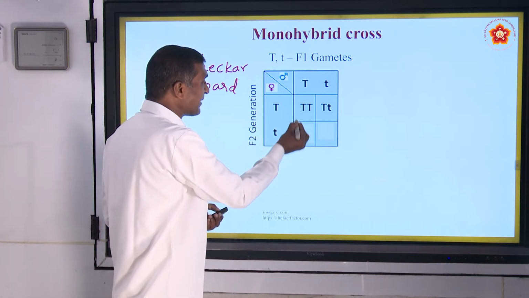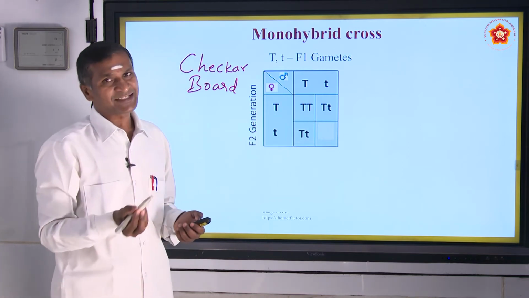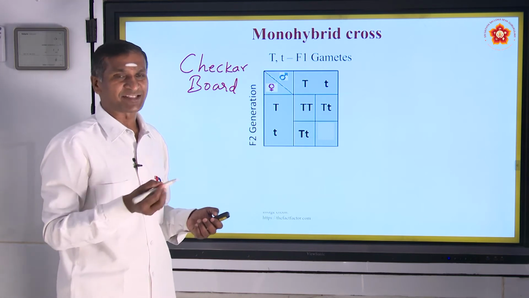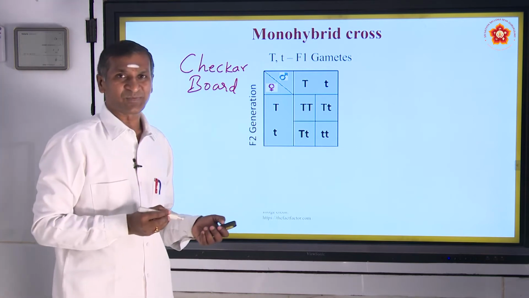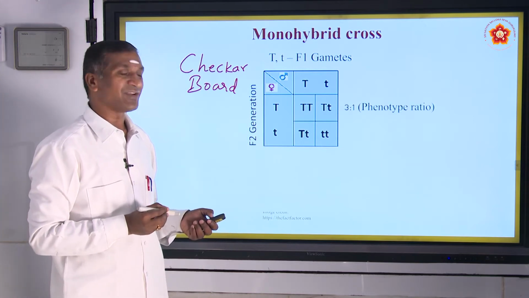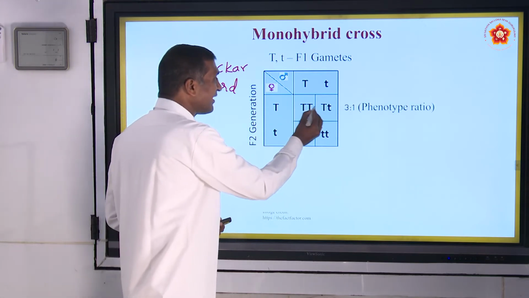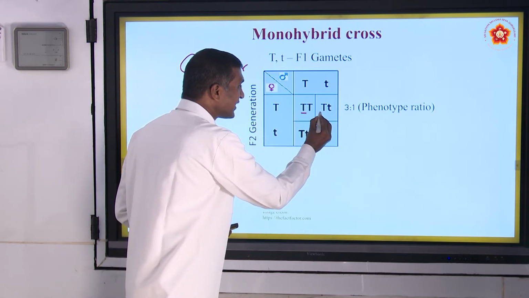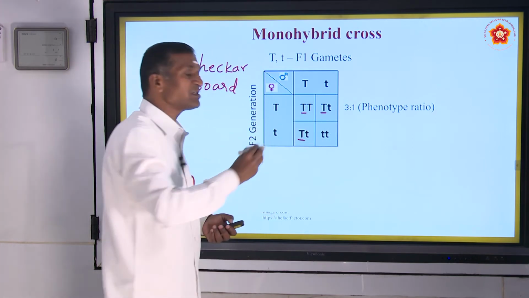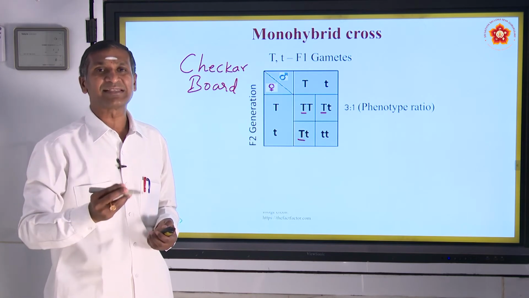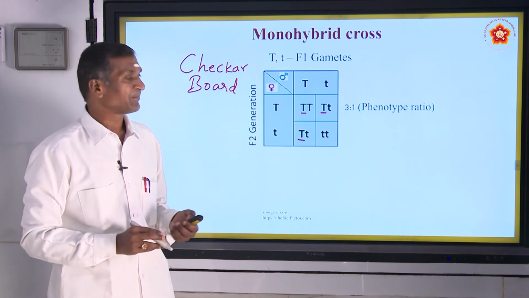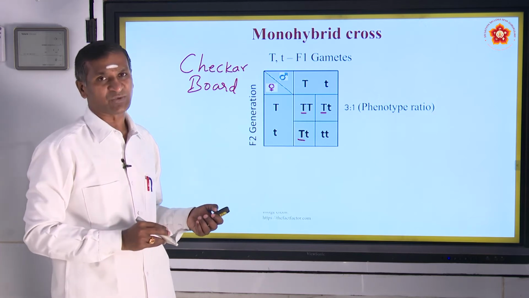Small t into capital T. You can write small t capital T or capital T small t. Small t into small t, small t, small t. So, 3:1. The 3 are tall because we are observing at least one dominant character gamete is there that itself is being expressed, and only one dwarf.